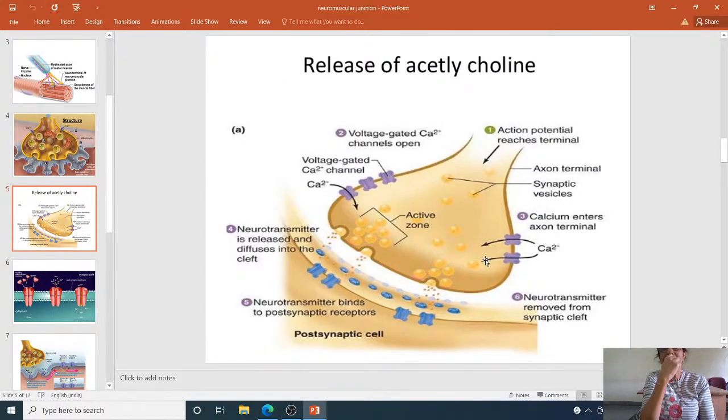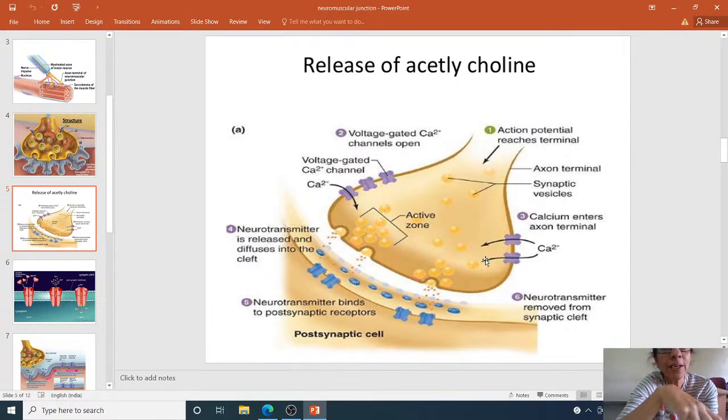Now what happened? I told you when the action potential reaches the terminal, voltage gated calcium channels open up and there is increased permeability to calcium. Now the calcium has entered the terminal button. When this calcium enters the terminal button, there will be exocytosis of acetylcholine. Look at number 1, the action potential has reached the terminal. Second, voltage gated calcium channels have opened up. Third, calcium is entering the axon terminal.